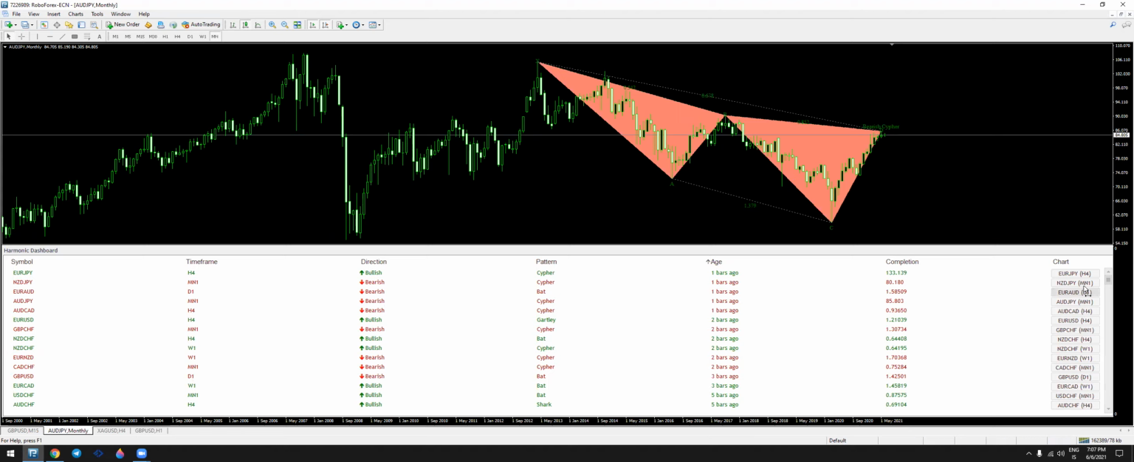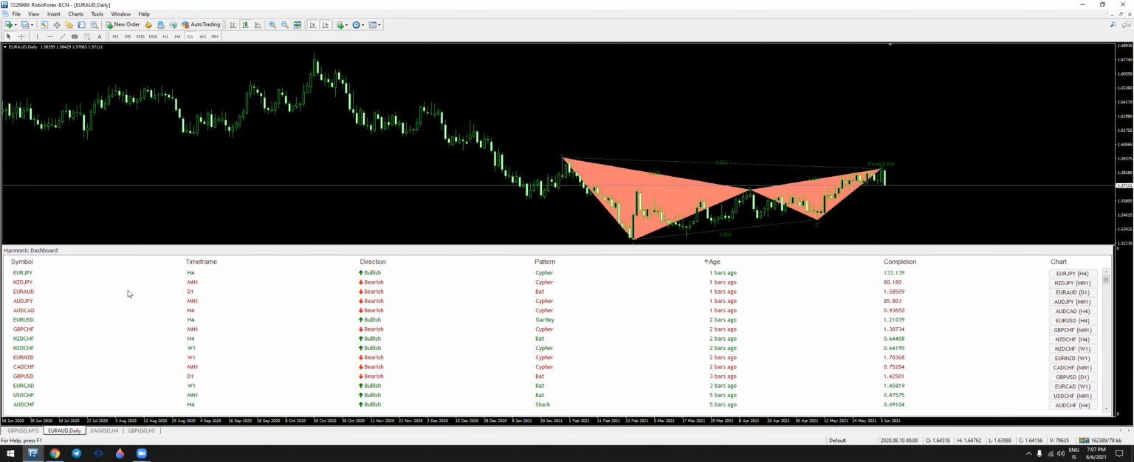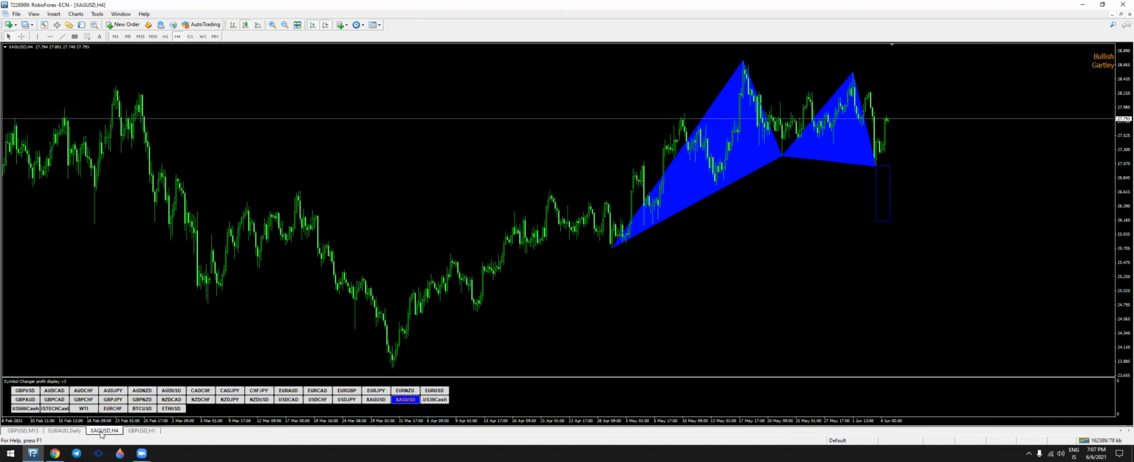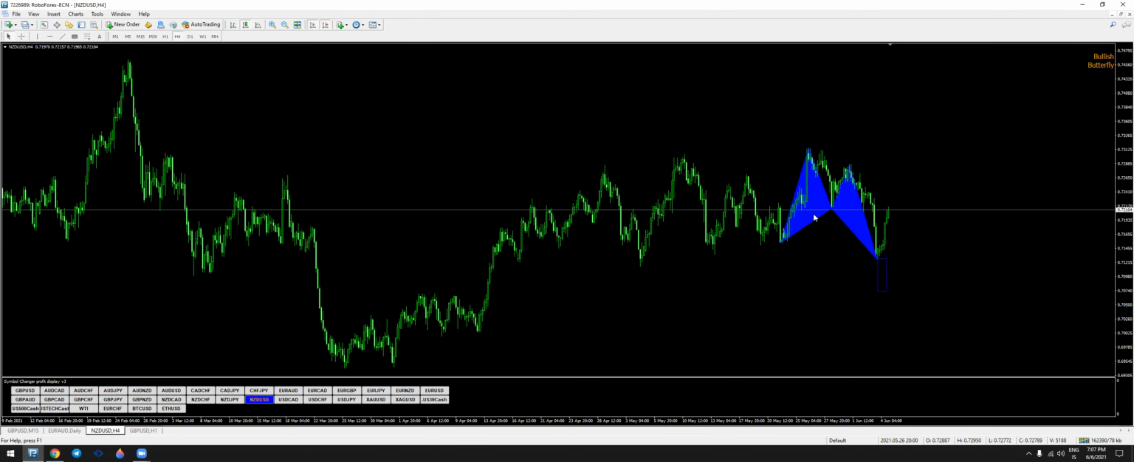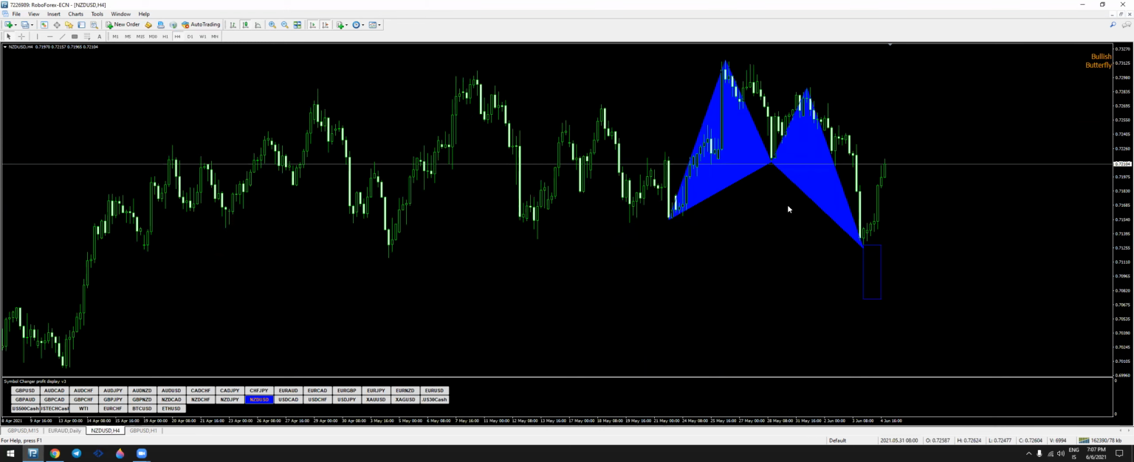Euro Aussie here on the daily. Bad pattern, already starting to play out. Interesting. What I wanted to discuss a little was what I saw after the NFP on Friday: different USD pairs had bullish patterns.